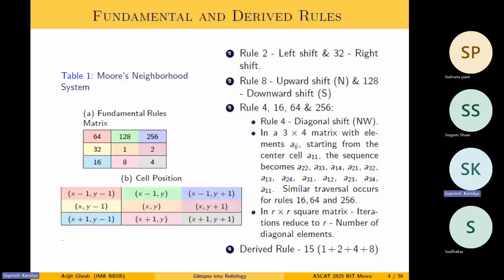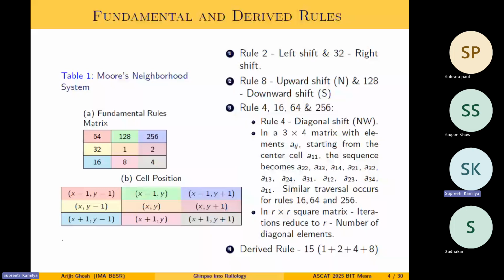Applying rule 4 to a rectangular grid of order R cross C, it has been seen that the pixel traverses every element of the matrix, requiring RC iterations. On the other hand, if we take a square matrix, the iterations reduce to R only.